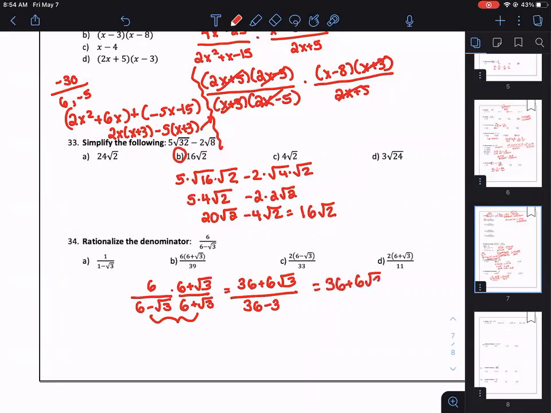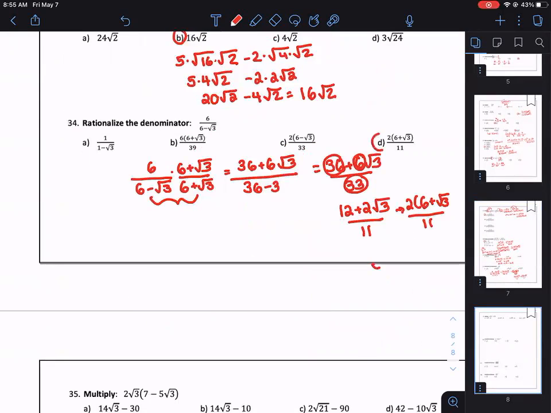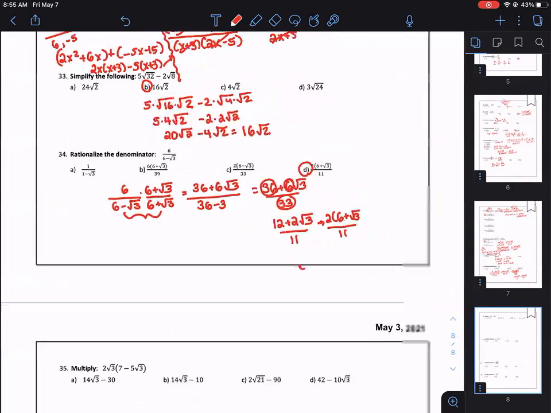36 plus 6 radical 3 over 33. And if there is something common, we will reduce, in this case, 3. So 12 plus 2 radical 3 over 11. When you look at your answer choices, you can see that a 2 has been factored out. So in this case, 2 times (6 plus radical 3) over 11, choice D. But if that's a little confusing, it will make a bit more sense on Monday.